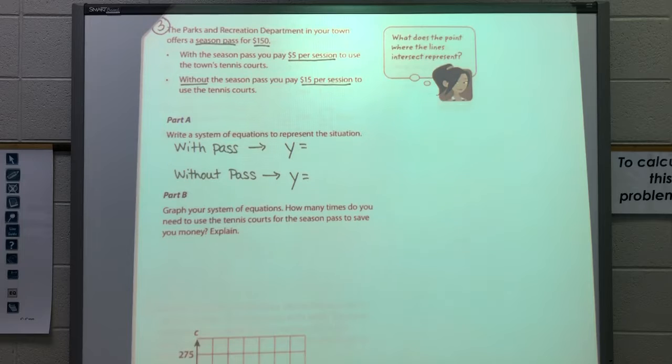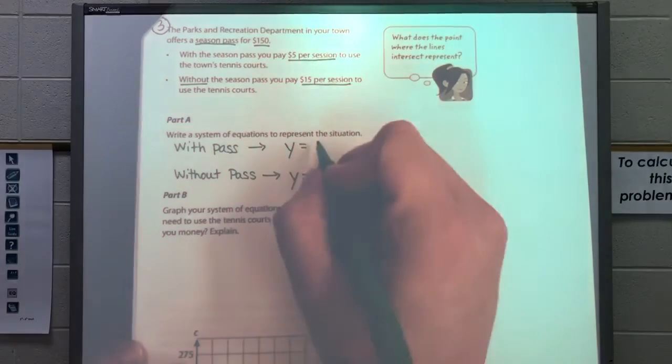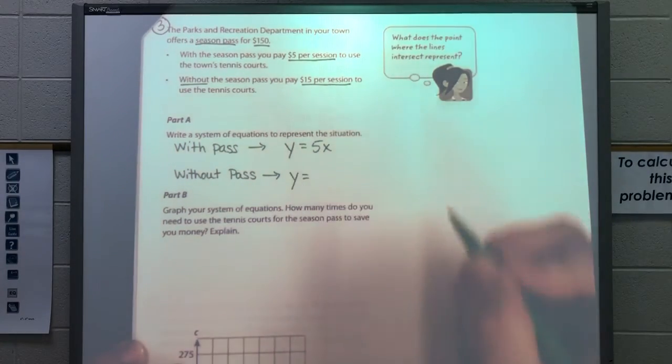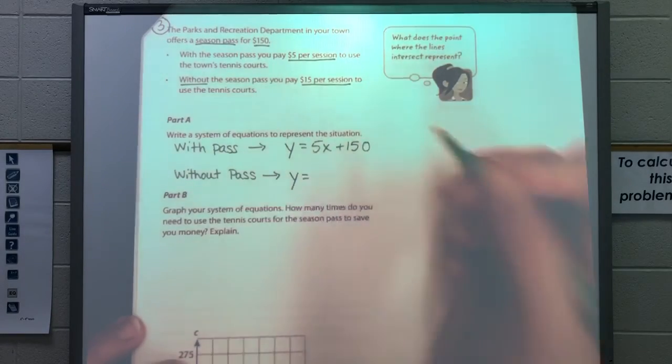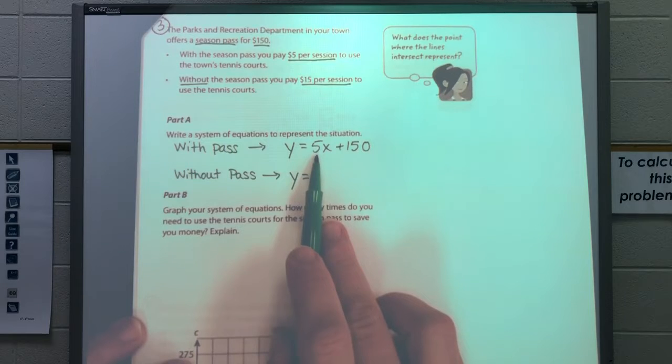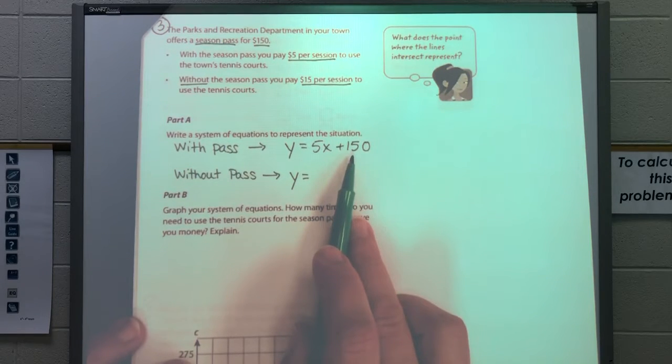With the season pass, you have a one-time payment of $150. With that one-time payment, you have a reoccurring expense, a rate, a slope, a unit rate, rate of change, whatever you want to call it. Per is a key word to hint that there is a rate, and that is going to be $5 per session with $150 up front. This is your slope, your reoccurring rate over and over and over. This is your one-time fee of $150.